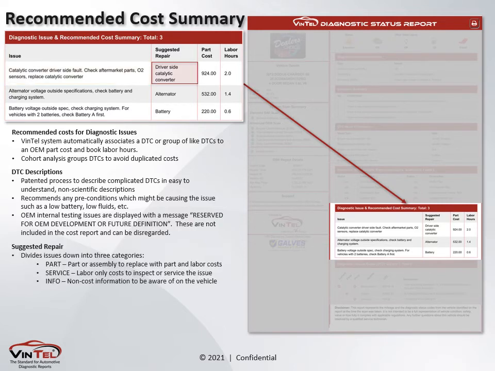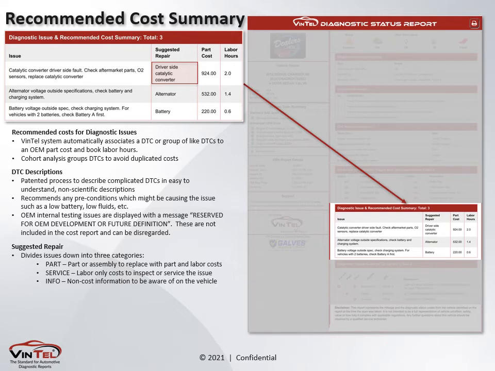The next portion of our patented recommended cost summary is a suggested repair. Now this really falls into three different categories. We can tell you that the part needs to be replaced or assembly needs to be replaced. It needs service, such as add brake fluid. Or it's just information letting you know, hey, the battery needs to be charged. So we break it out so it's easy to understand in English as what the suggested repair is.